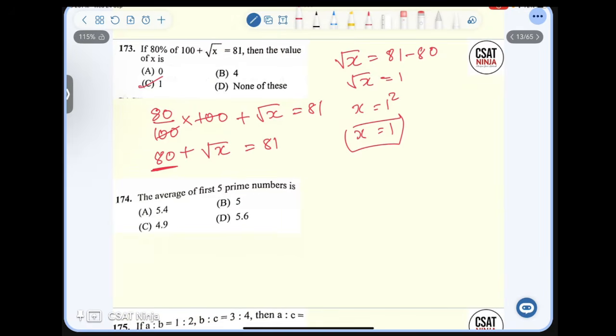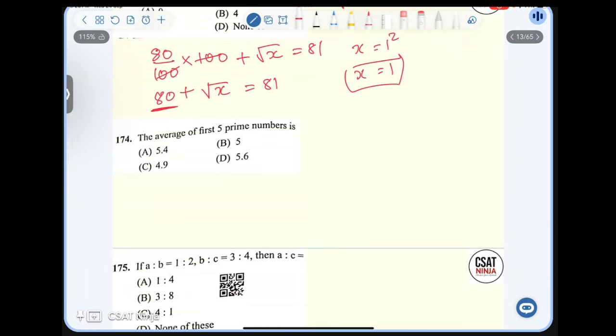Okay, next. The average of the first 5 prime numbers. What are prime numbers? First 5. Remember, 1 is neither prime nor composite. So which means we will start with 2, 3, 5, 7, and 11. What is it? 1, 2, 3, 4, 5.